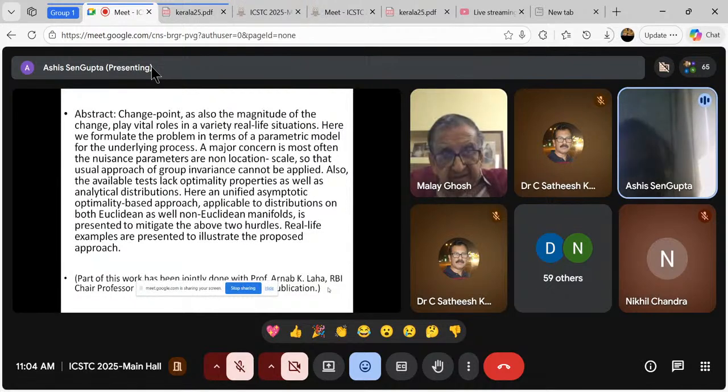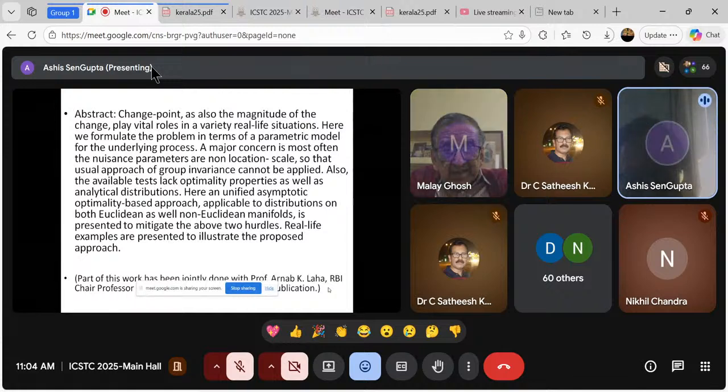What we are trying to do is to provide you with a unified approach, an optimality approach. And this can be used for the optimality base. We're trying to use this for the expedient as well as the non-expedient one, and to mitigate the other hurdles that are there. Real-life examples we can present.